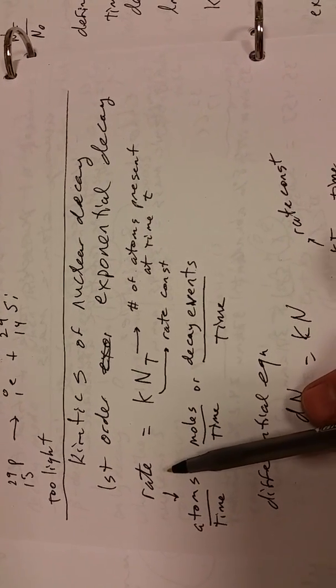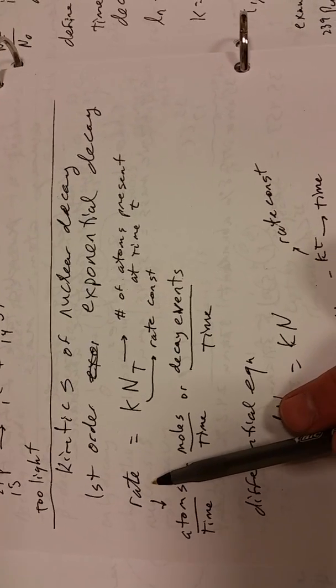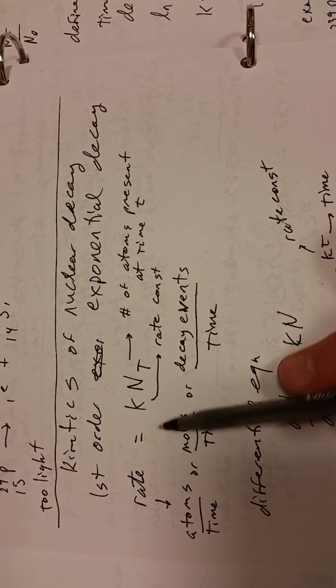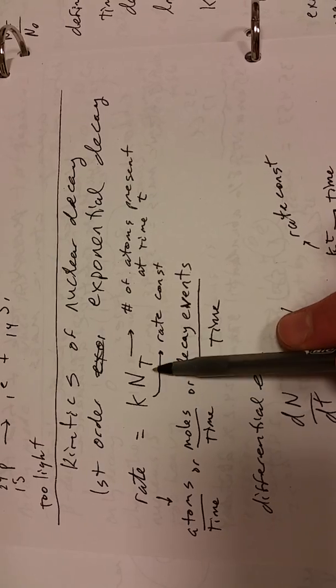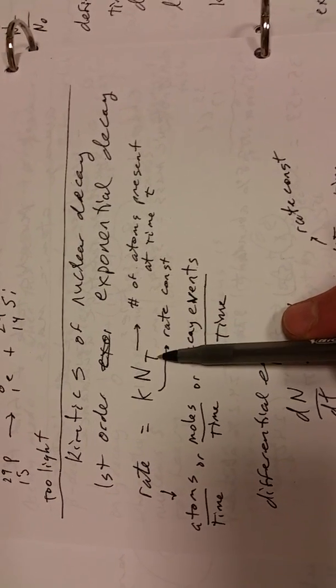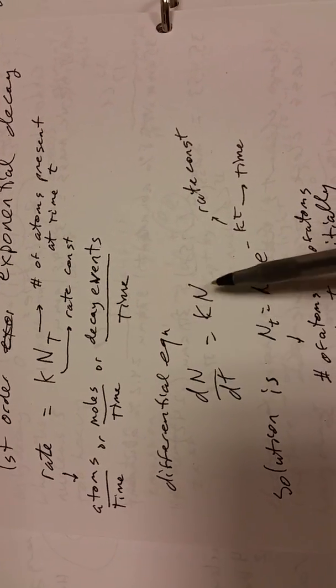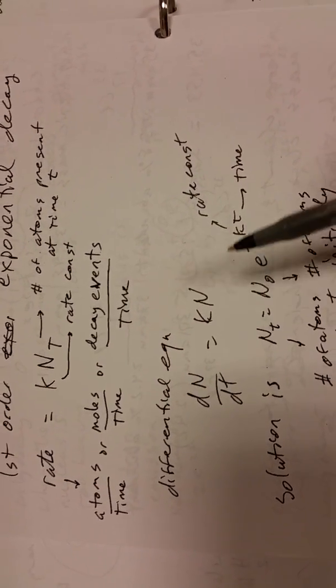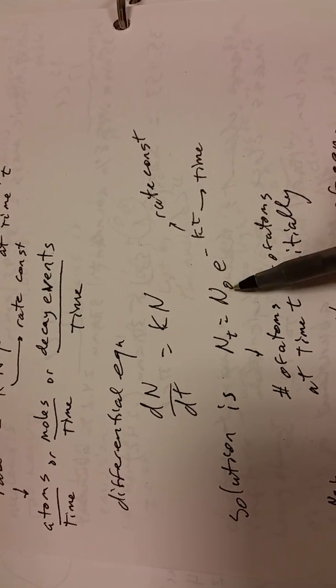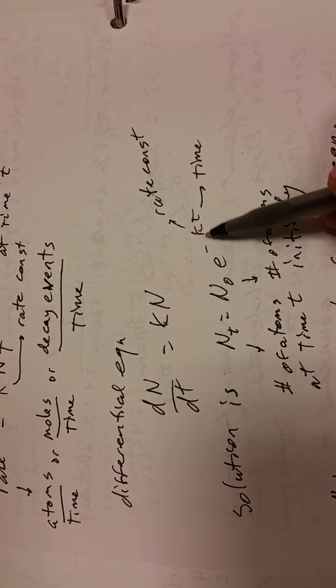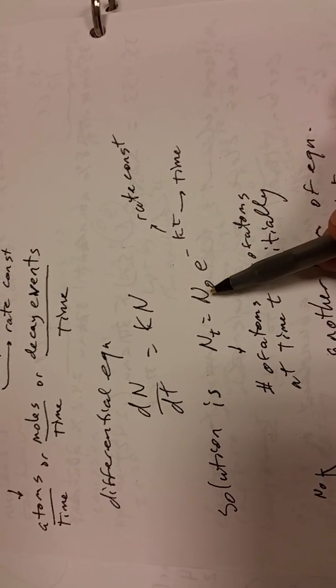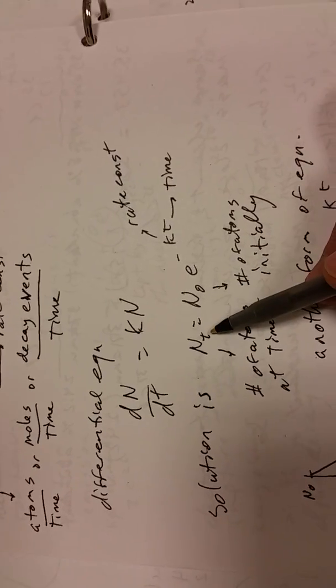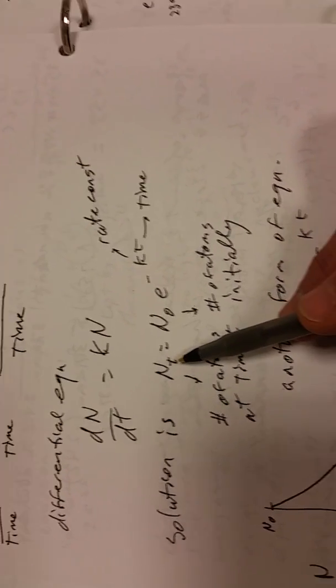Okay, so this is the equation of first order exponential decay, which says that the rate of decay is equal to some constant times the number of atoms that are present at time t. This is a differential equation where the change in N is dependent on N, and the solution to that equation is Nt equals N0 e to the minus kt, where k is a constant, t is time, N0 is the atoms present initially, and Nt is the atoms present at any given time.